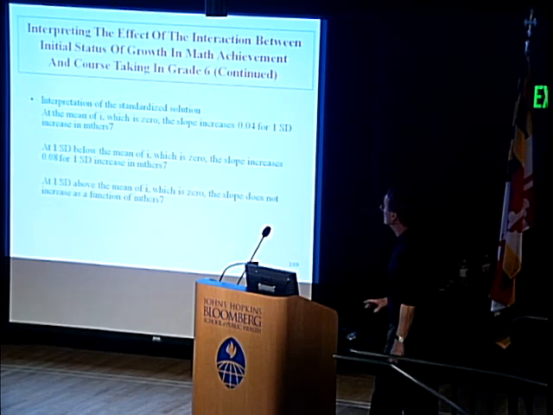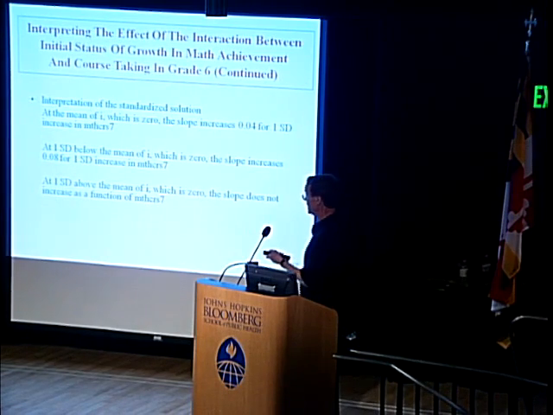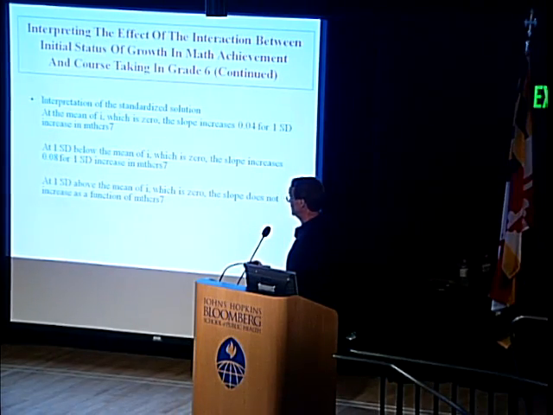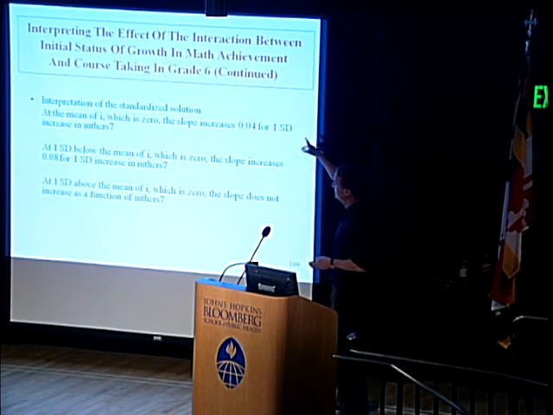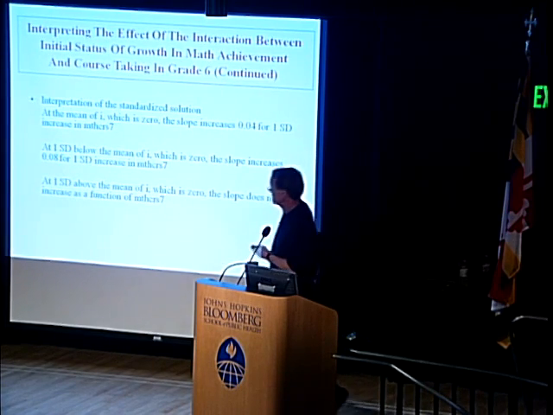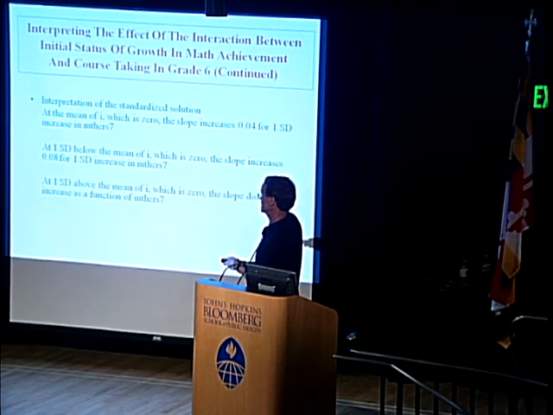And then, when you're down there at the bottom of slide 168, you are now ready, in principle, to interpret this substantively. And you can say, for instance, at the mean of I, which is 0, the slope increase is 0.04 for 1 standard deviation increase in math course taking. How can I say that? Well, if you're looking at the mean of I, the value is 0 down there. So the moderator function is simply the first term, 0.04. So that's where we get the 0.04.